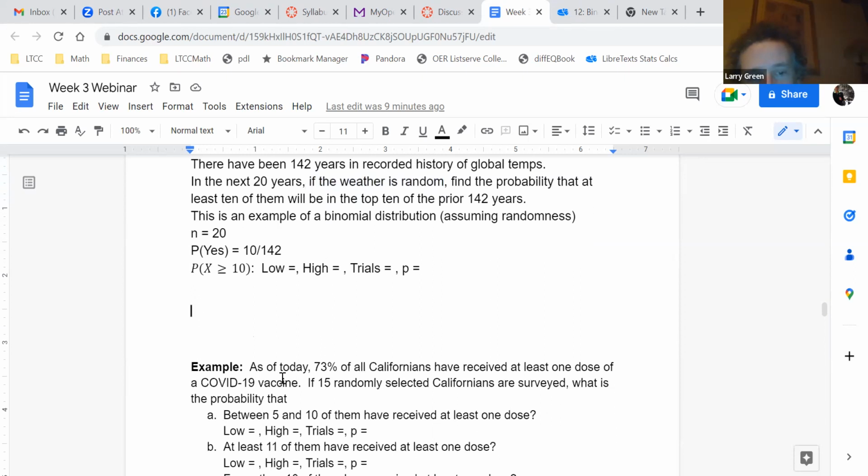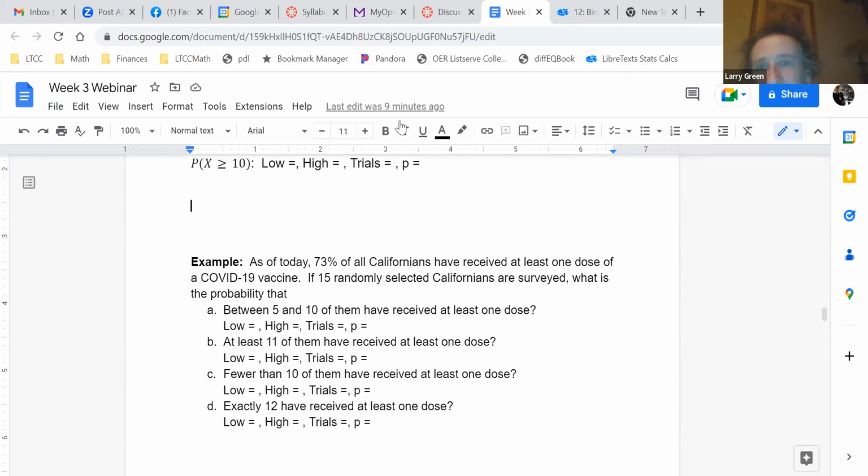Okay, here's another example. Okay, and there's a bunch. Okay, so as of today, I looked this up this morning, by the way. 73% of all Californians have received at least one dose of the COVID-19 vaccine. Okay, I'm one of those, by the way. I have received lots of doses, by the way. If 15 randomly selected Californians are surveyed, what's the probability that between 5 and 10 of them have received at least one dose? Any questions on the question?